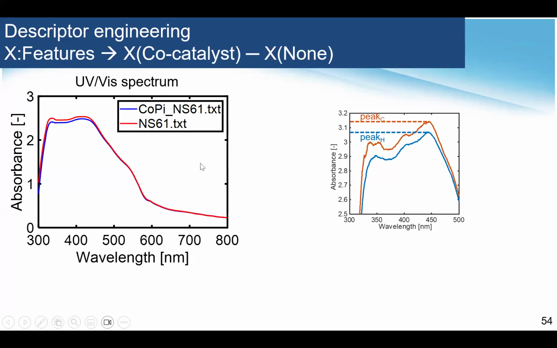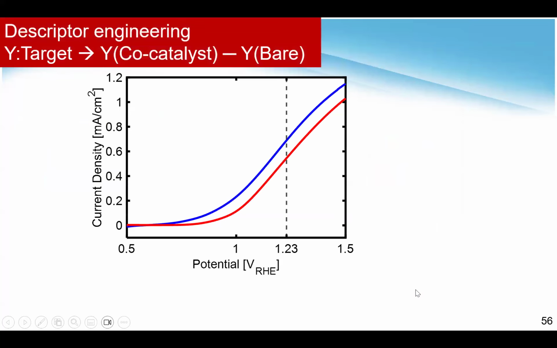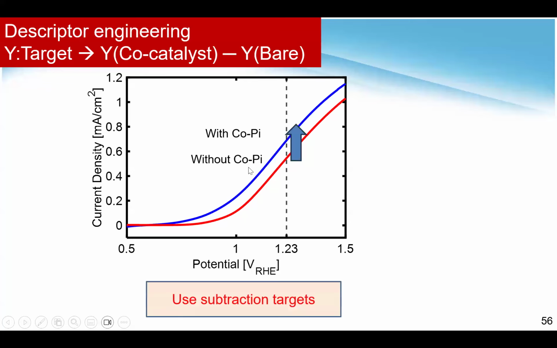With and without Cu, by adding the co-catalyst, the absorption spectrum has been modified a bit. So we use descriptor engineering, simply by subtraction and normalization. So we use the subtraction descriptors. Similarly, as a target value, by deposition of the Cu, the photocurrent increases. So we use the subtraction targets.